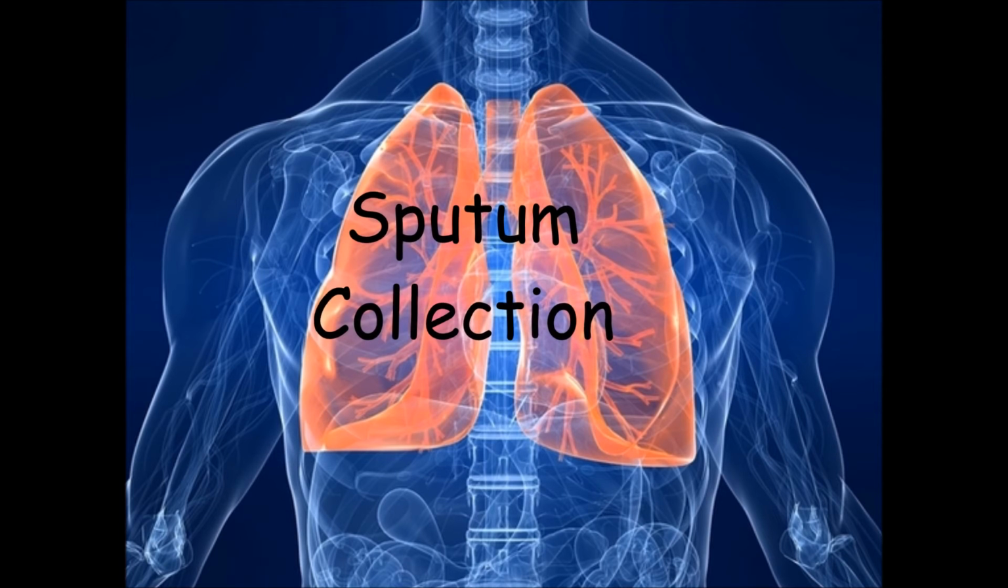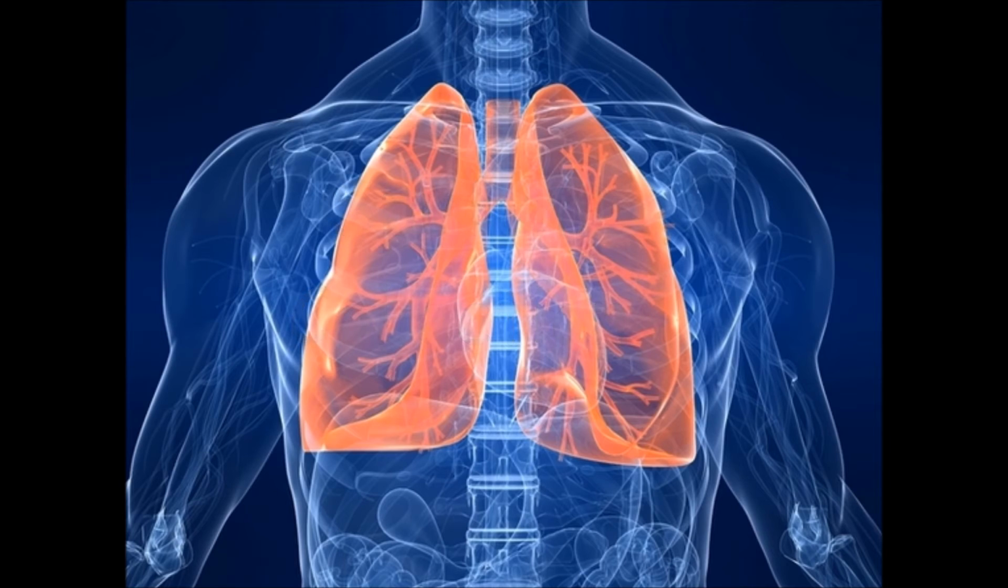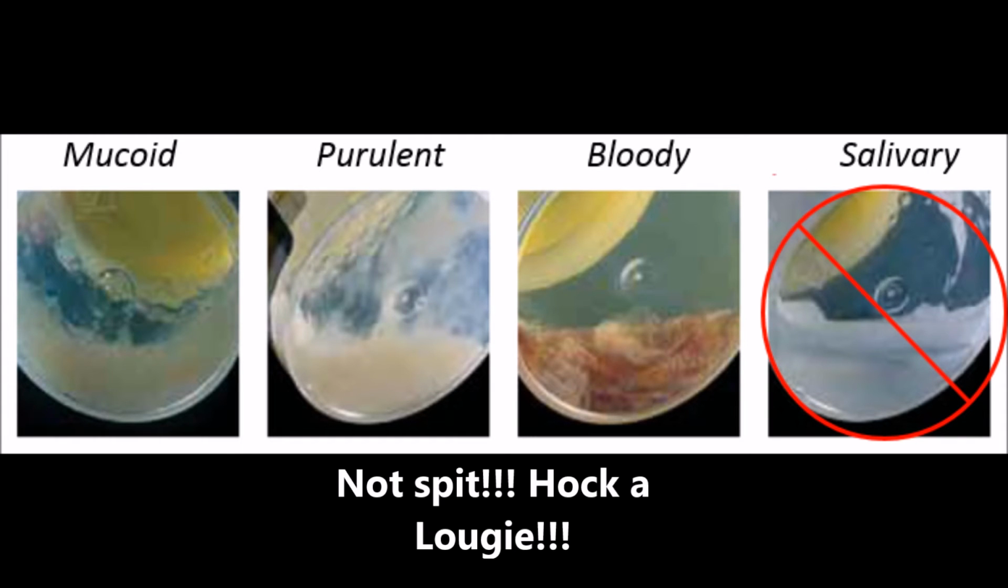Sputum collection is outlined in your book on pages 736 to 737. Sputum is not spit. This is the exudate that is found deep in the lungs that requires hacking, essentially a loogie, into a cup. Notice the different types of substances that have been spit up. This is not spit. This is something different.